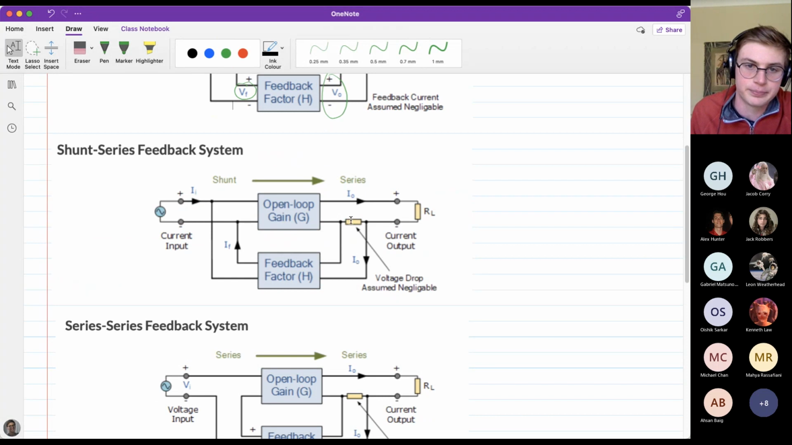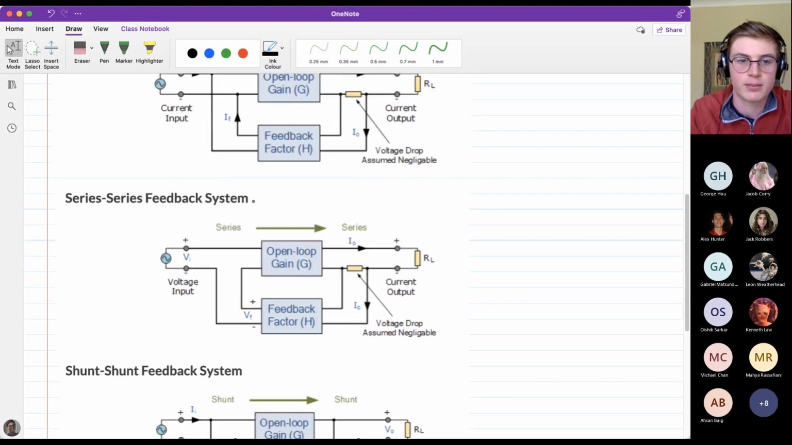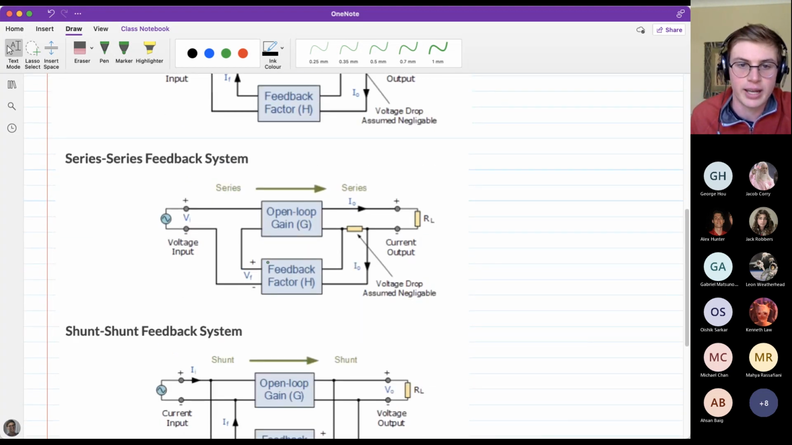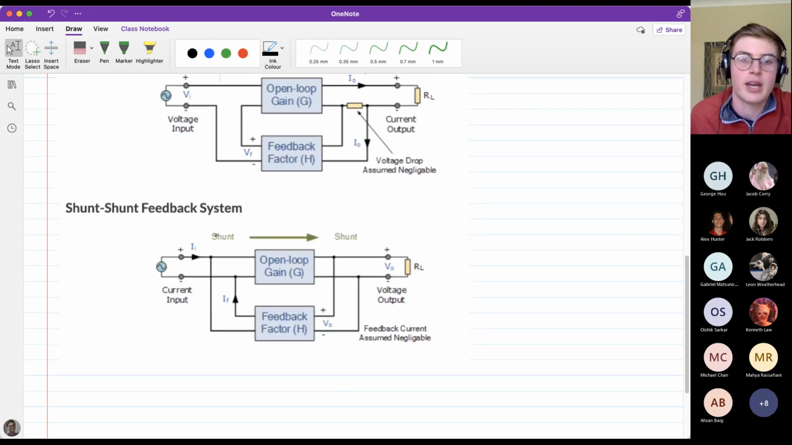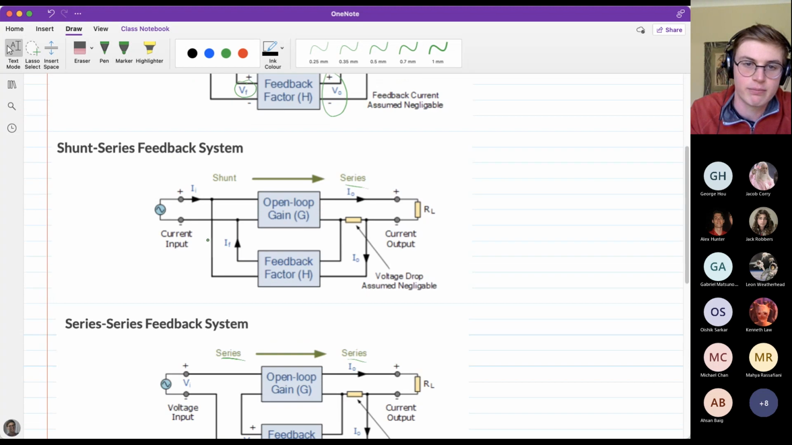So same goes here. We have a series connection where we're having a look at the current flowing through. And then we're sampling current, and we're comparing or adding in additional current or removing current to act as a feedback network. For series, at the output it's series, which means we're looking at a current, and then the input is series, so we're comparing a voltage. And shunt, looking at a voltage at the output, current at the input. Simple as that. Four topologies.